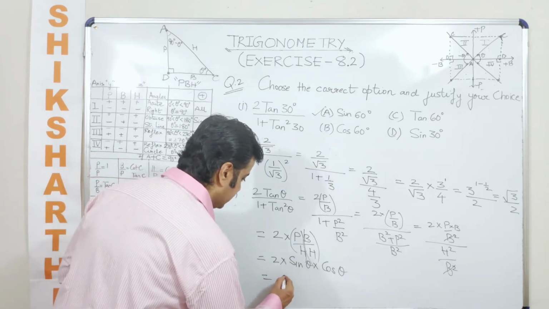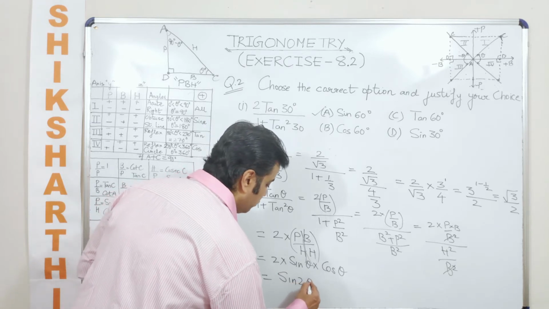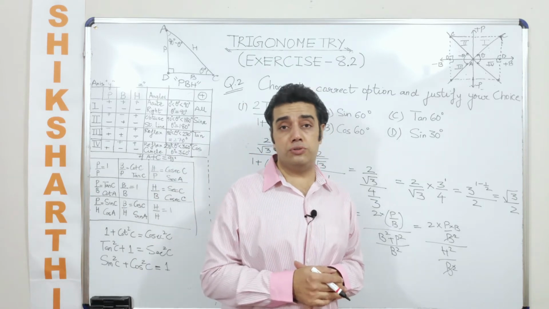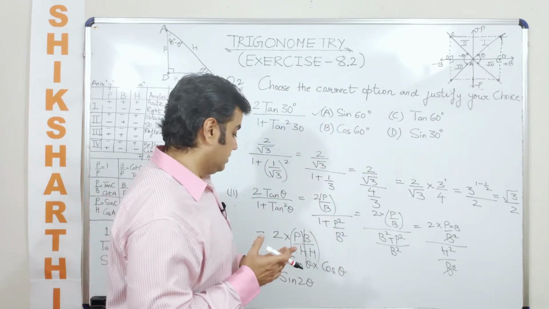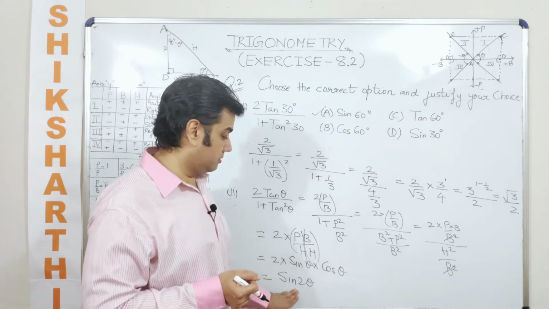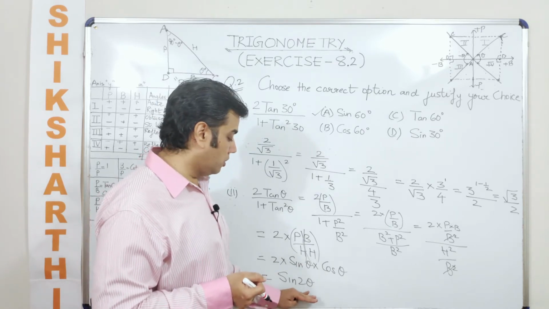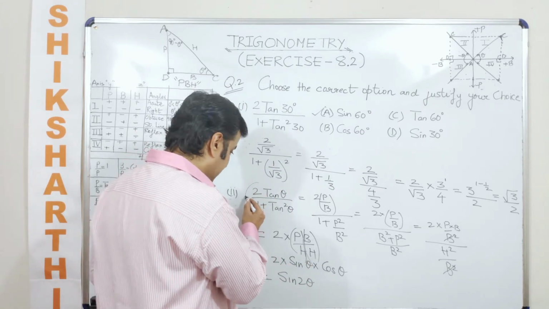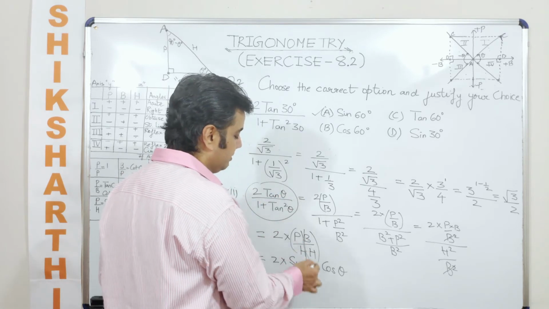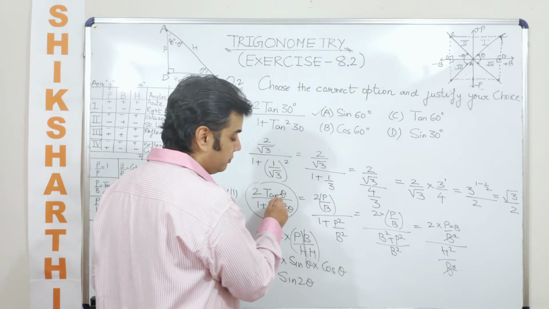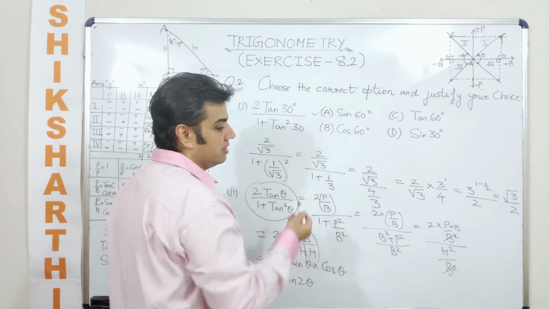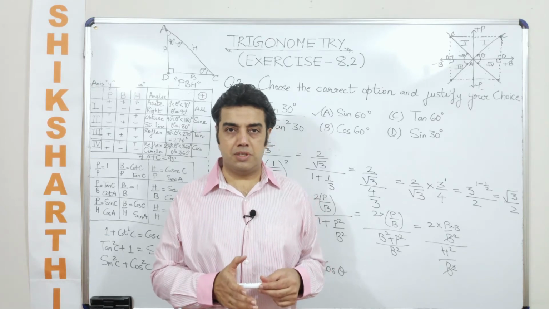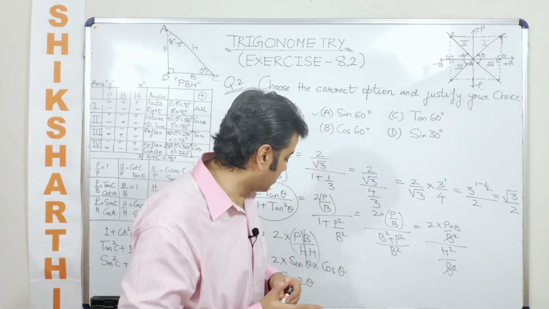So which eventually is nothing but sine 2 theta. Had you known this, if you have watched my earlier videos on identities, from there we could have got this. If you know how much is sine 2 theta, which is 2 sine theta into cos theta, you can eventually say that 2 tan theta upon 1 plus tan square theta can be simply written as sine 2 theta. So when theta is equal to 30 degrees, in that case this becomes how much? Sine 60 degrees. Make sense? It does. Okay.